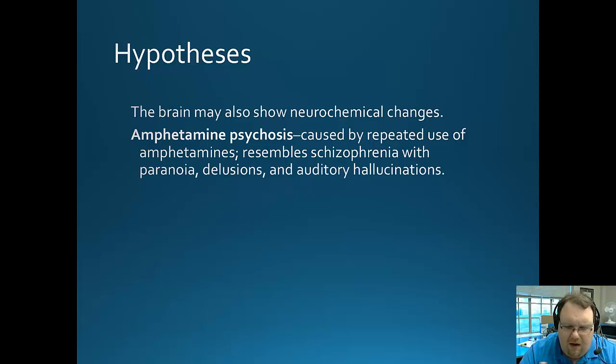So, how do amphetamines work? As you may remember, amphetamines lead to a release of catecholamines, especially dopamine. So thus, the dopamine hypothesis of schizophrenia is born.